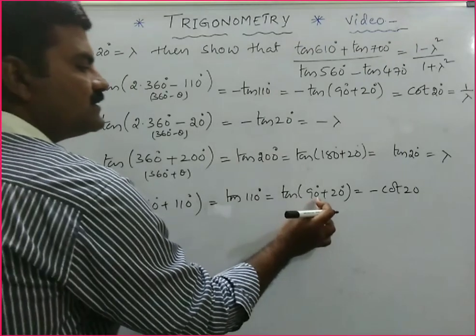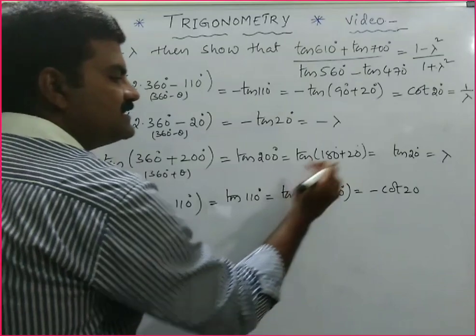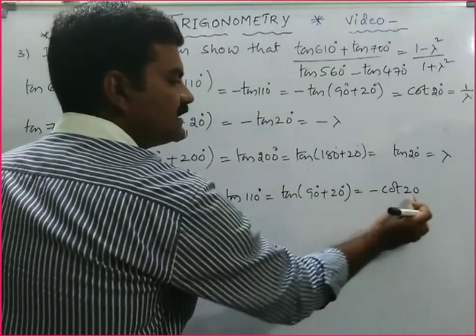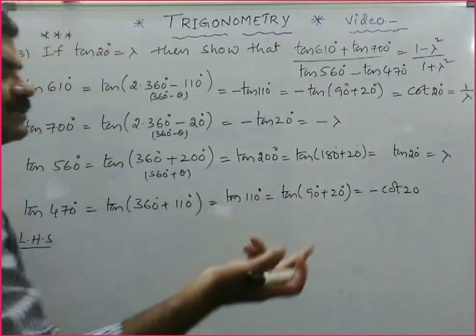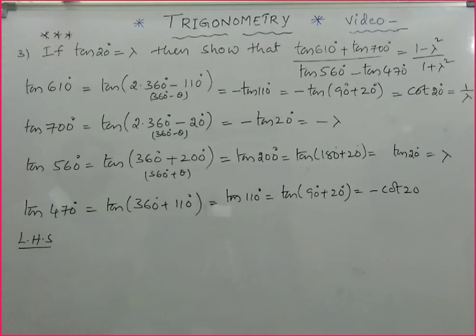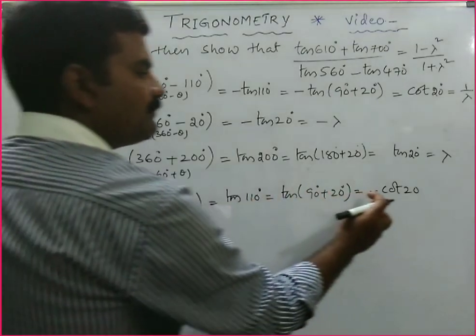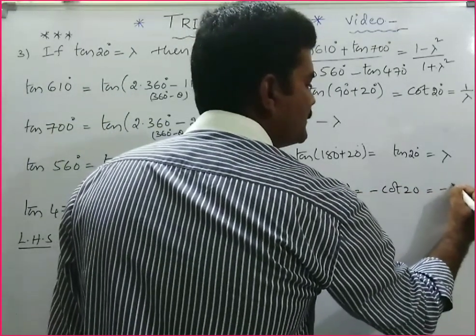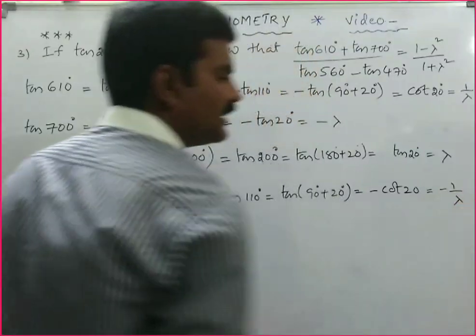Now once again, because of 90, tan changes into cot, and theta is nothing but 20. Now question number 2, whether it is positive or negative. Can you think in which quadrant 90 plus 20 is? So 90 plus 20, which is 90 plus theta, is of course the second quadrant. So once again tan is negative. That's why minus. And you know this value is minus 1 by lambda.